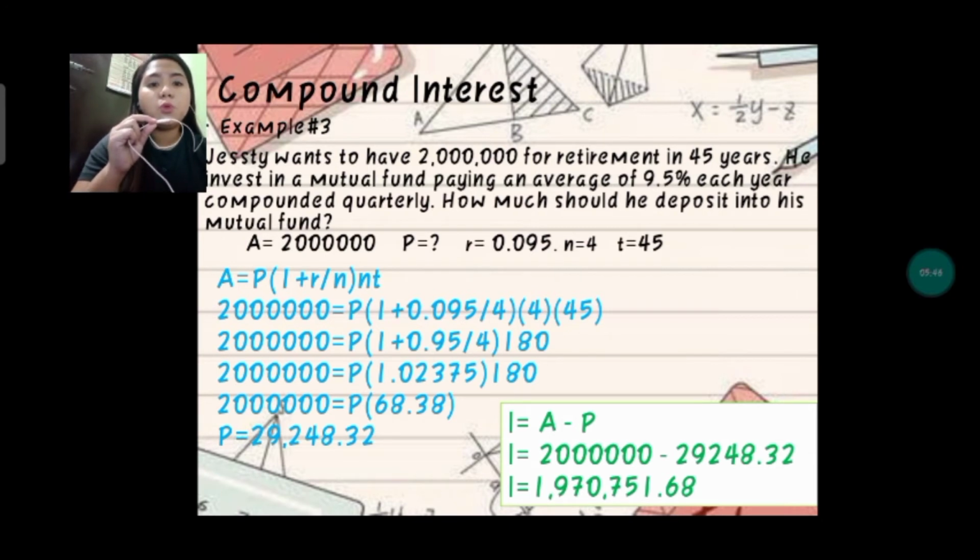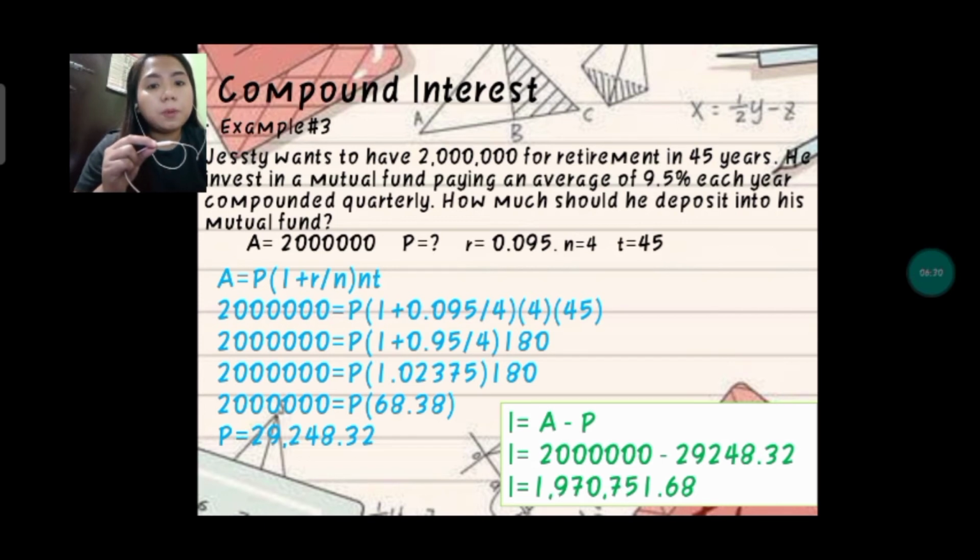So 2 million is equal to P times (1 + 0.095 divided by 4) raised to the power of 180. 0.095 divided by 4 is equal to 0.02375. 1 plus 0.02375 is equal to 1.02375, raised to the power of 180. To get the 68.38, we just use the scientific calculator: 1.02375 raised to the power of 180, so we'll get 68.38.